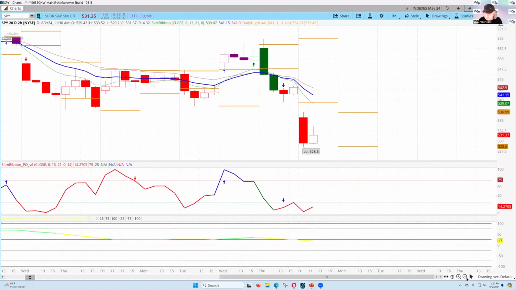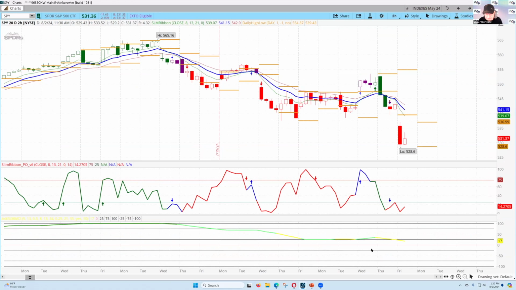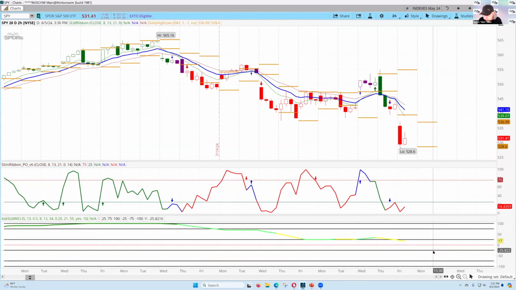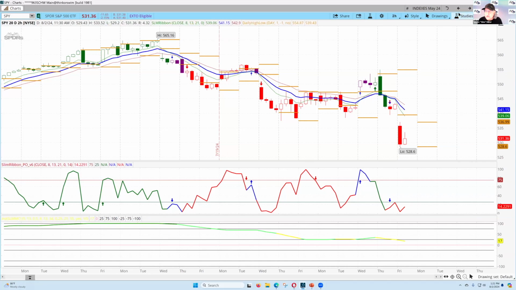Here's our 2-hour chart right in here, and that has the market condition indicator, which is a multiple time frame indicator. When it gets down to this 25 level, it is doing a test. It is now down over here to the 17 level. If it crosses under minus 25, it will be a significantly negative signal. So we're watching for that right now.